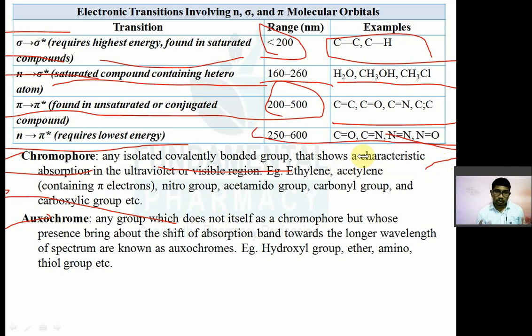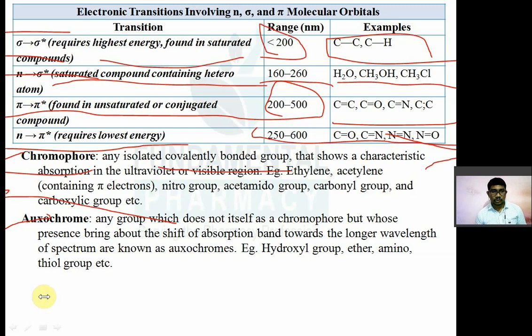What is a chromophore? Ethylene, CH2 double bond CH2, and acetylene. Then the nitro group, acetamido group, carbonyl group, carboxyl group. These are known as chromophores. Okay, the chromophore is the main part which is responsible for the absorption of UV rays.